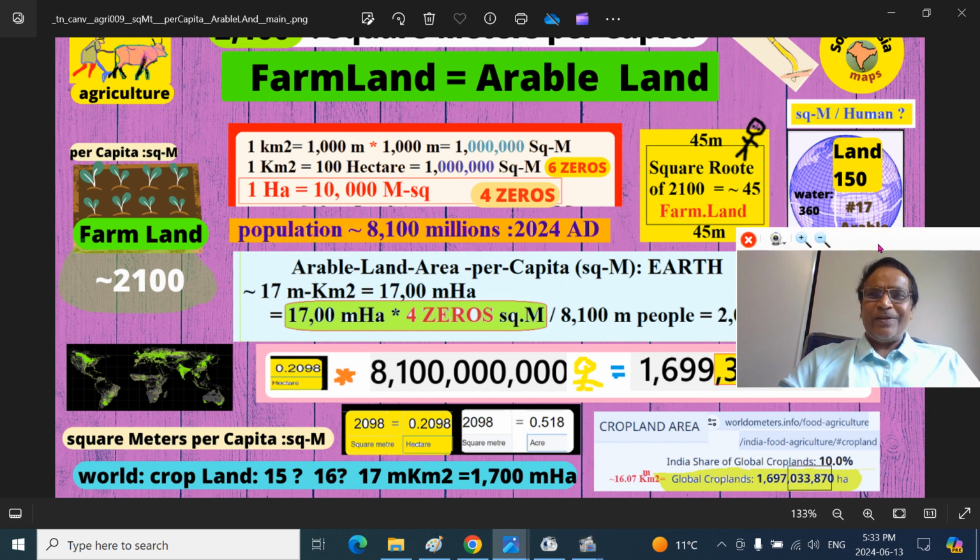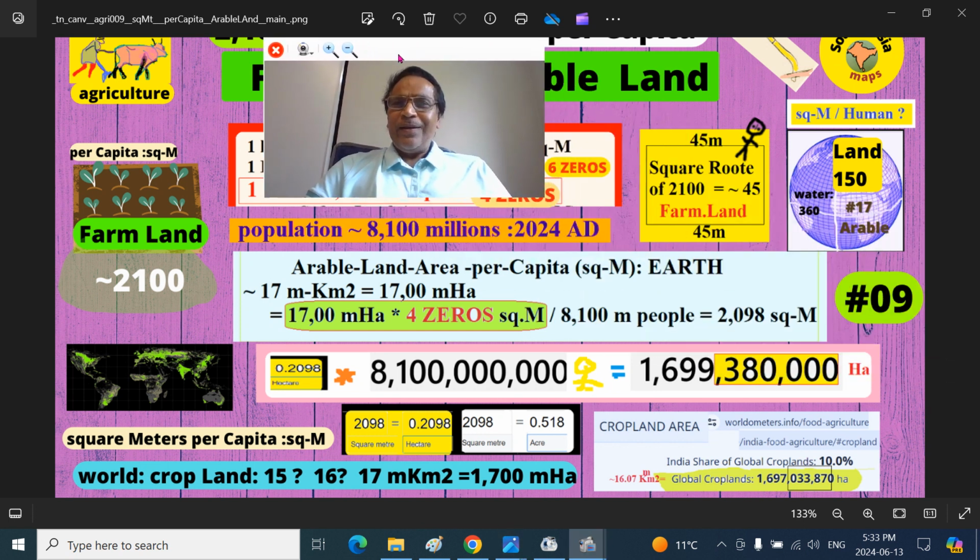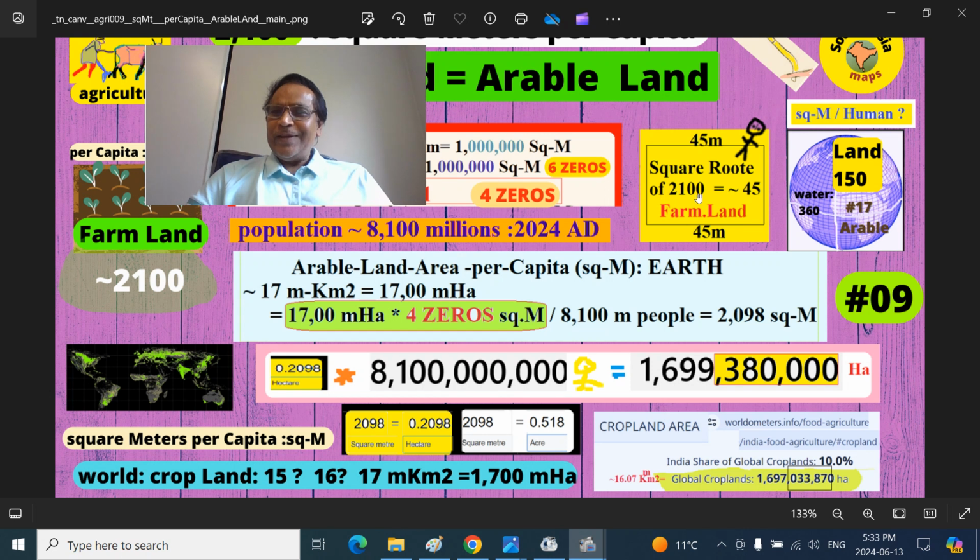That's what it is. And remember, this is the square. Figure is in the squares. If you take the square root, 2100 becomes 45. That means 45 meters here, 45 meters here, 45, 45. Remember, this is the square. That's all. Very easy. If you have 1600, you will get 40, because 2100 gives 45.